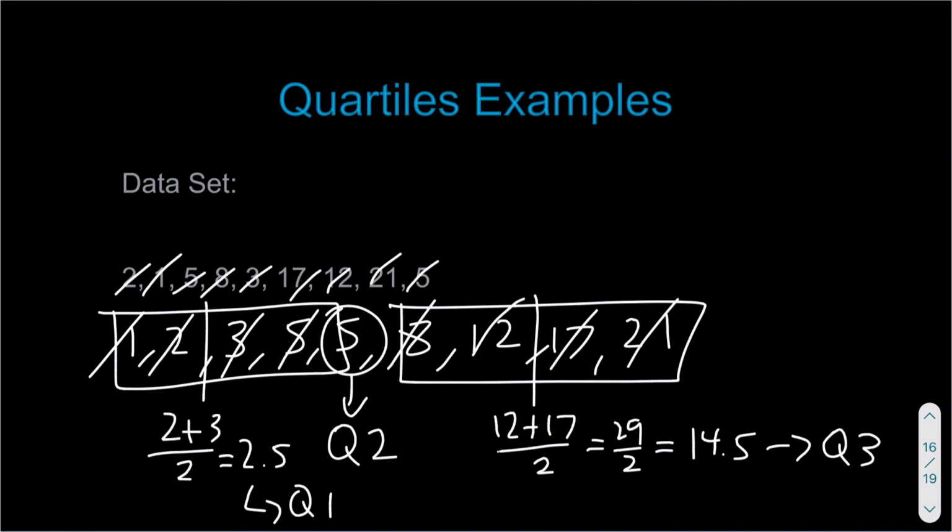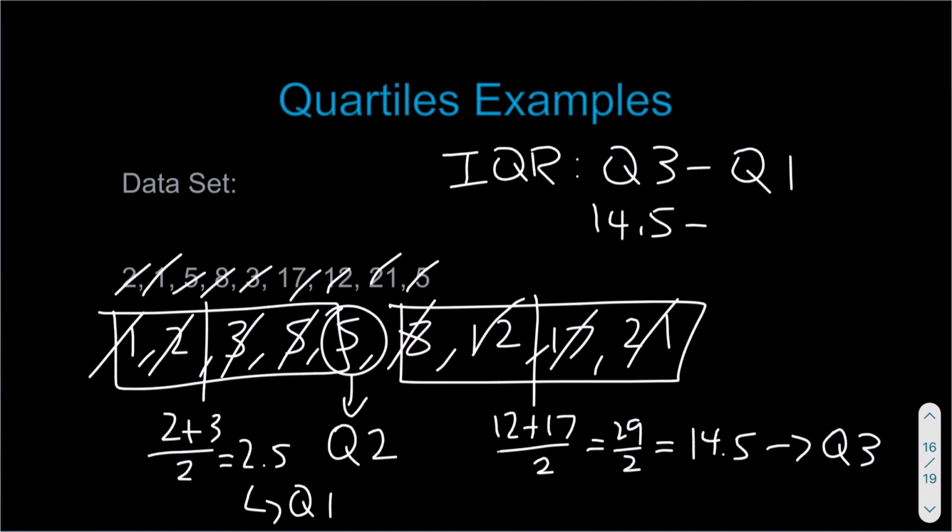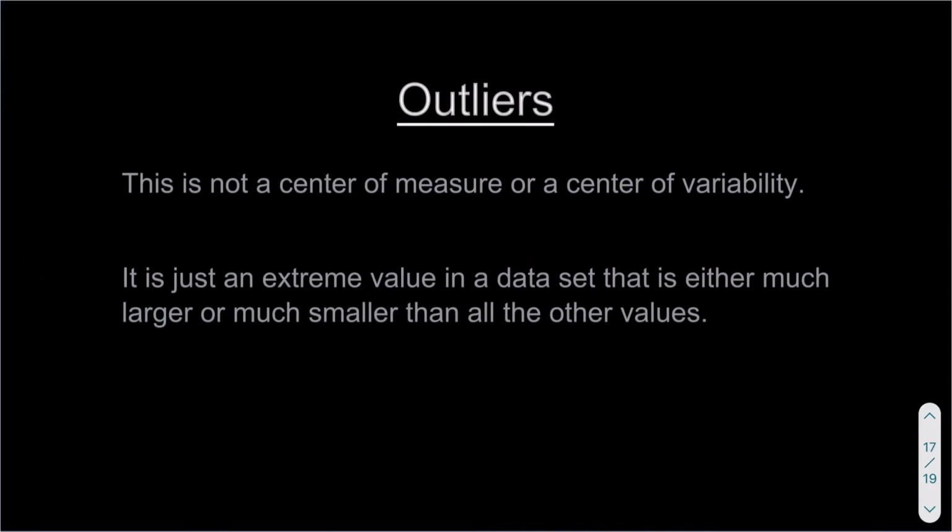Another important term that you might need to know is the IQR, or the interquartile range. What the IQR really is, is the middle 50% of the data. In order to find that, we just do Q3 minus Q1. And in this case, it's 14.5 minus 2.5. And so this is just 12. So IQR is 12.